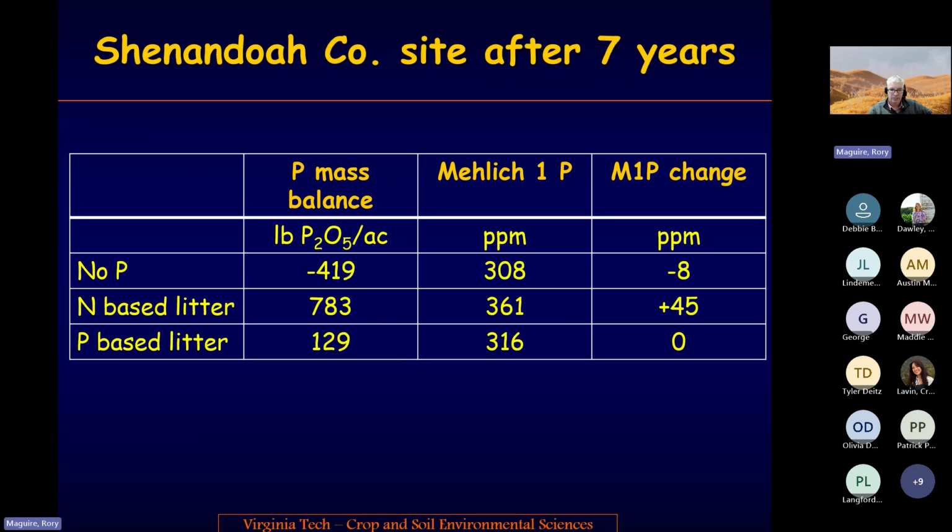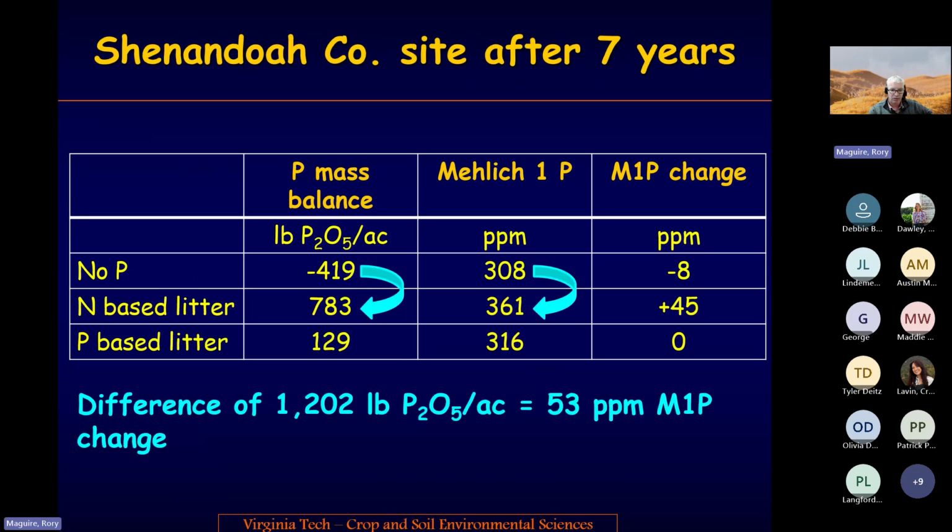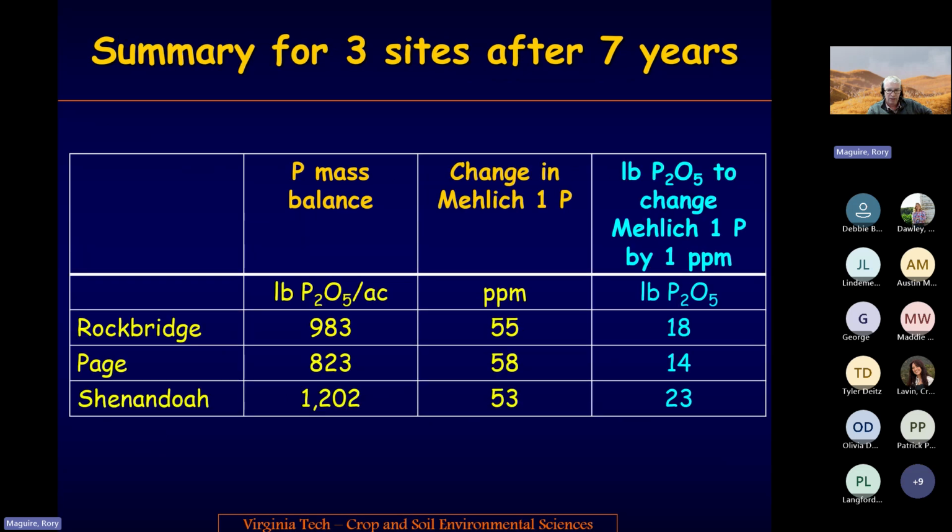And another third site, but it's again the same thing, either mining or over applying. The difference between mining it and over applying was over half a ton, about 1,202 pounds, and that made a difference of about 53 parts per million after 7 years. So soil test P doesn't change very quickly.